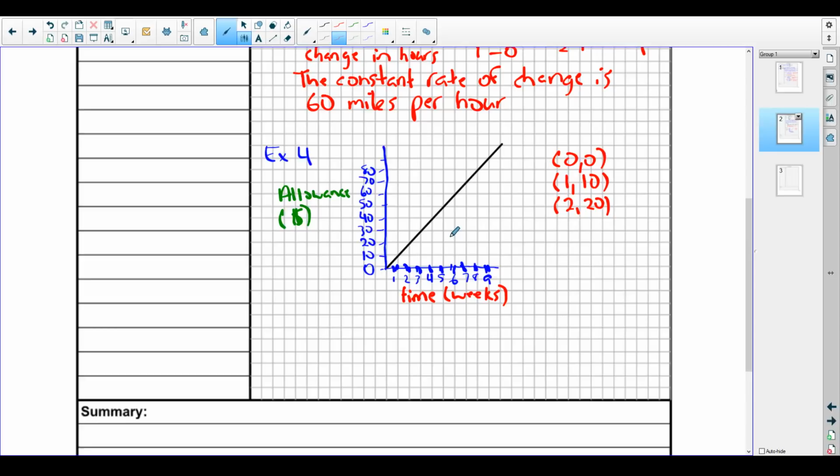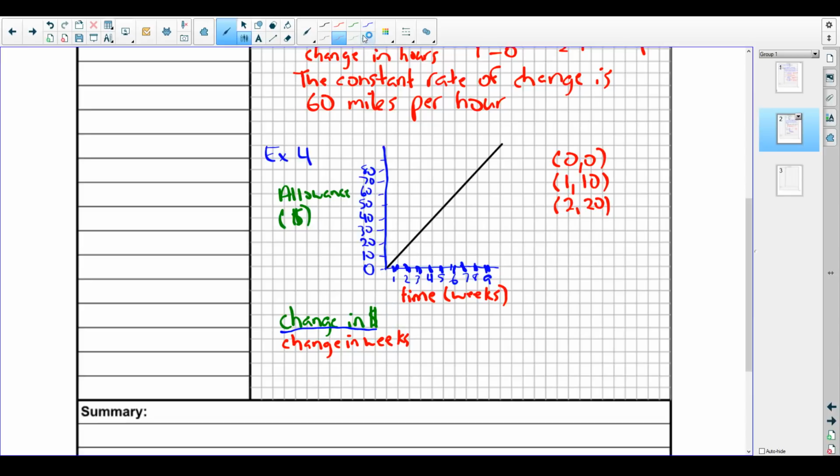Okay. So we still write a rate the same way. So we want change in money, or change in allowance. We'll put money here, so it's shorter. Compared to change in weeks, change in time. Weeks.